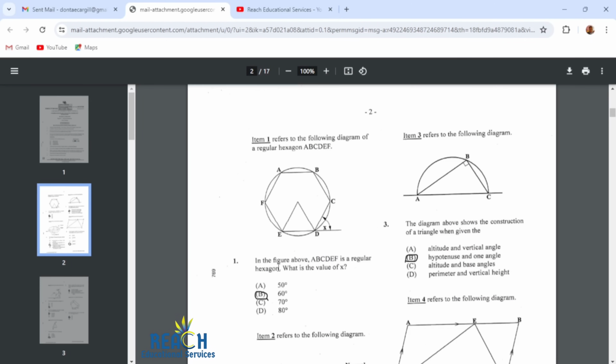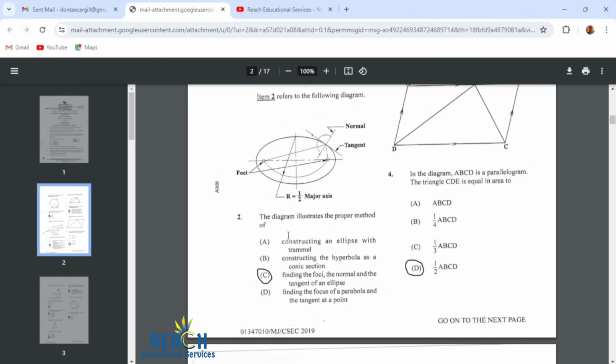Question 1. In the figure above, A, B, C, D, E, F is a regular hexagon. What is the value of X? X is right here. X will be 60 degrees. This is a straight line. Angles on a straight line is 180. This is 120, which means that X is 60.